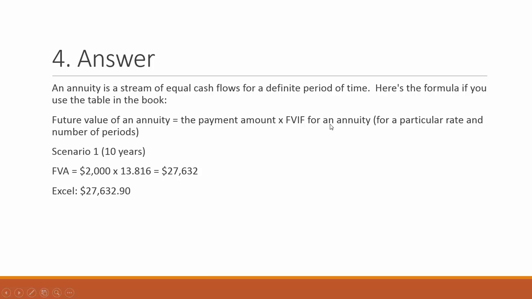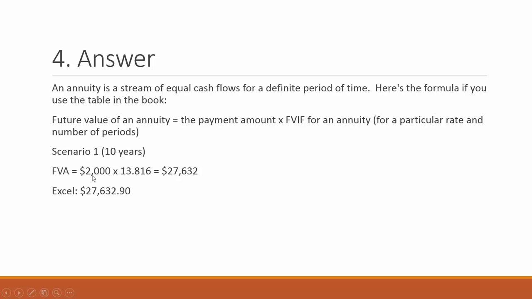Now again, let me go back to the variables that were set here in this problem. It is $2,000 for 10 years at 7%. So this 13.816 is going to be found in your textbook in the annuity table in the back of the chapter. Track that down. Make sure you're looking at the right table. And that right there is for 7% and 10 years.